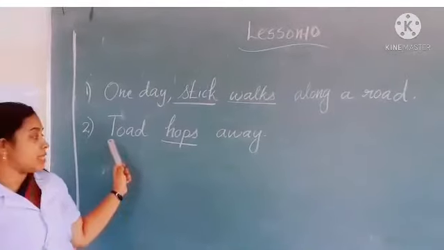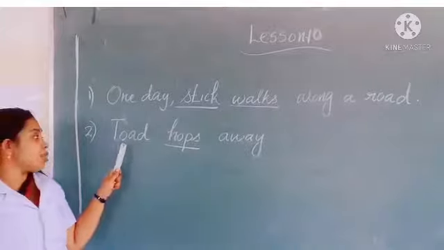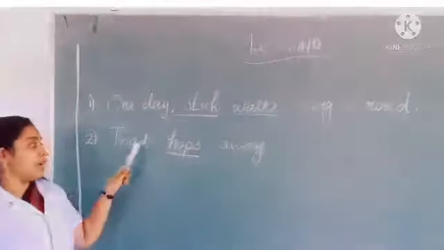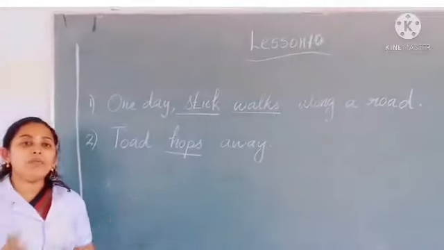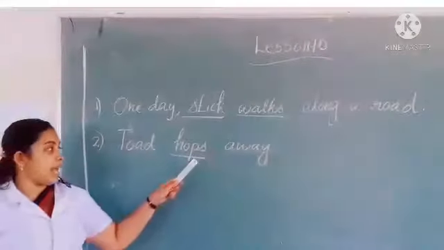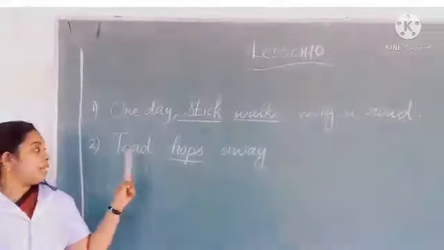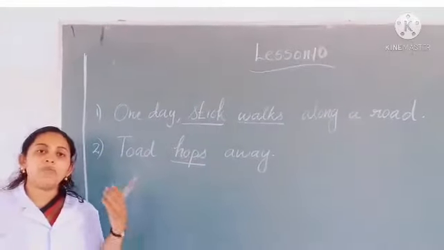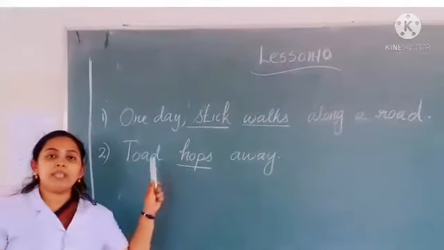Look at the second sentence. Toad hops away. In the sentence, which is the noun? Yes, Toad is the noun. How many toads are there? There's only one. Yes, that's why we add s to the verb. So children, if the noun is only one person, one thing or one animal, that means he, she, it, in such cases we can add s to the verb in simple present tense.